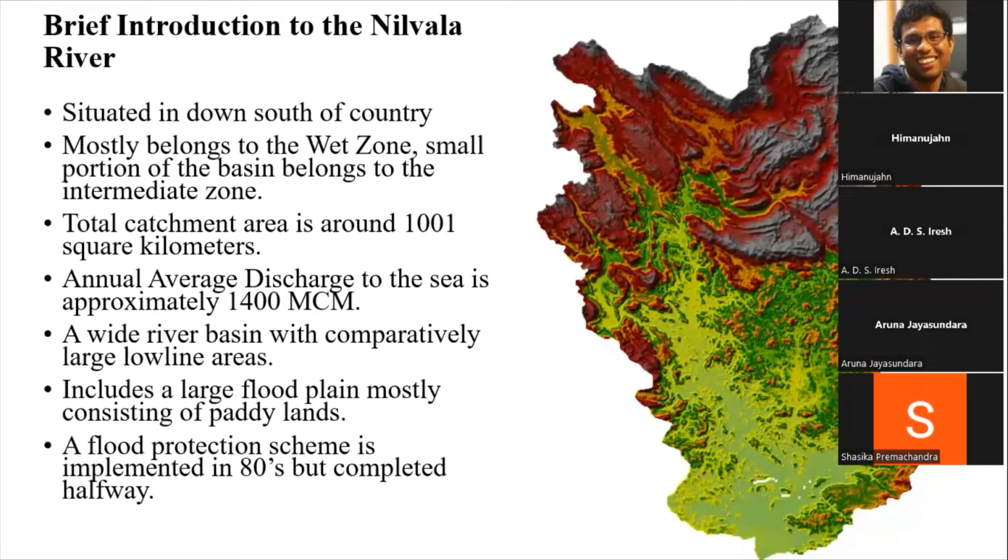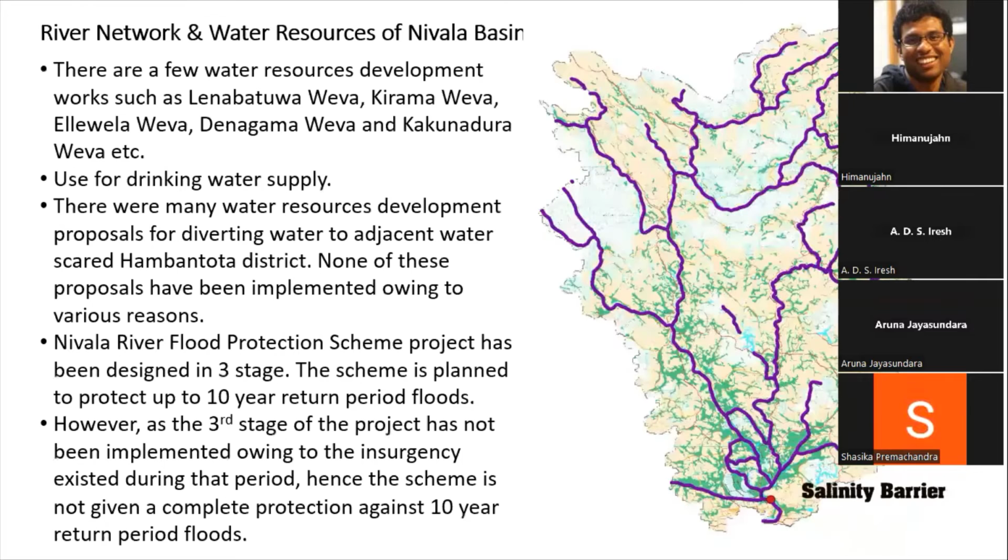So there is a flood protection scheme implemented in the 80s, but not completed, and it is halfway through. If I give a brief introduction about the river network and the water resources of Nilwala River, there are a few water resource developments. Those are Lane Bitueva, Lane Batueva, Kirama Vava, Allevava, Denagama Vava, Kakuna Duravava, and there are some more. The river water is also used for drinking water supply as well. There are many water resource developments proposed to divert water to the adjacent basins like Hambantota district. But unfortunately, due to many reasons, those proposals have not been implemented up to now.